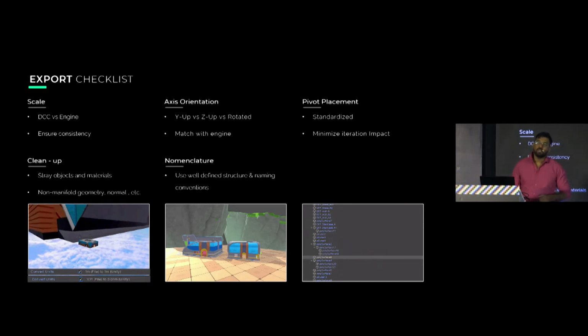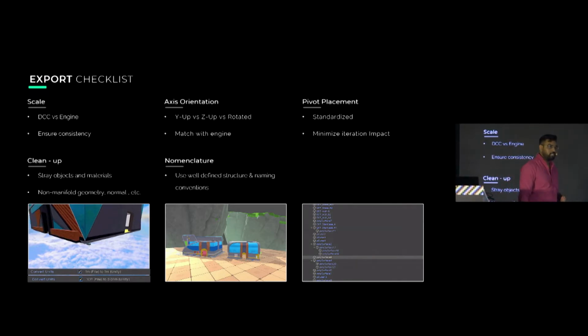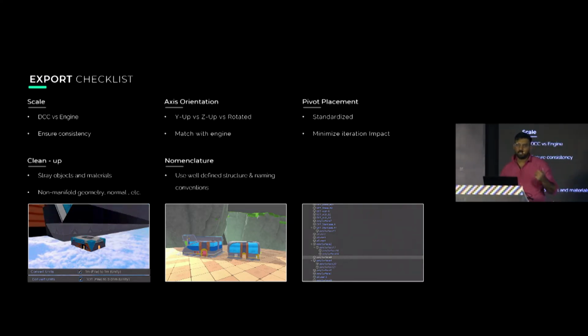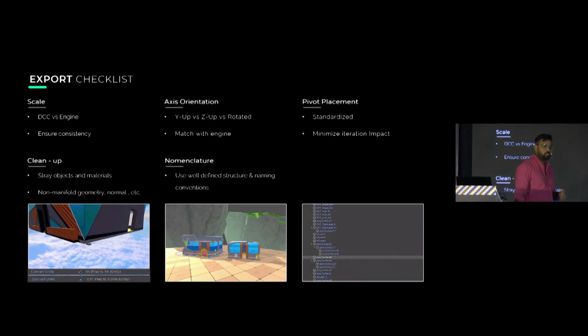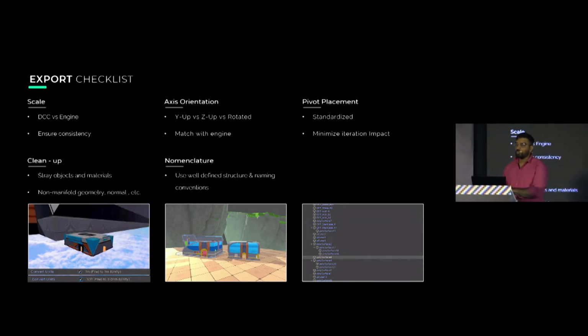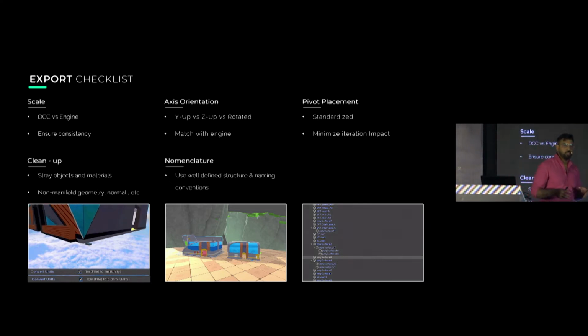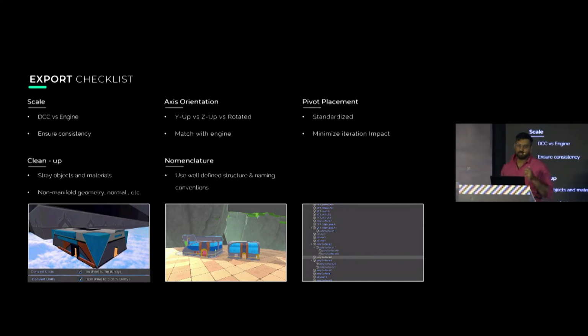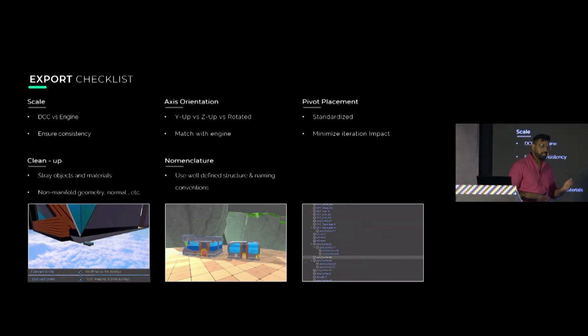Next, you need to have some kind of export checklist. This is one we have in Indus. Each and every DCC software like Blender, Maya, 3ds Max has its own set of parameters, orientation, and scaling system. So Unity has to do a lot of grunt work to convert this. Having a unified system for scaling, axis orientation, and pivot placement will help you reduce the overhead inside the engine. It is also very scalable if you have to provide the files to someone else.